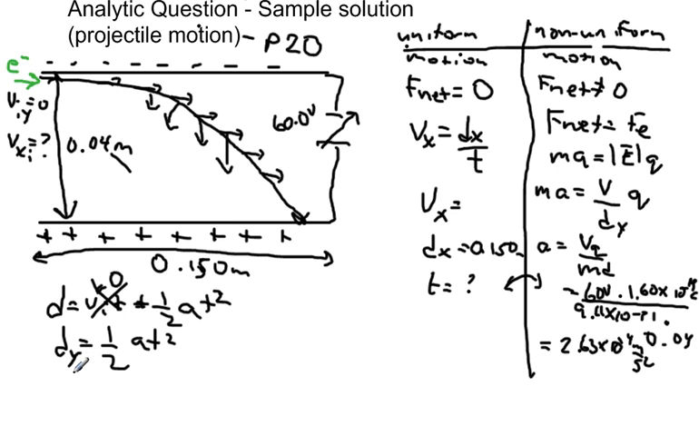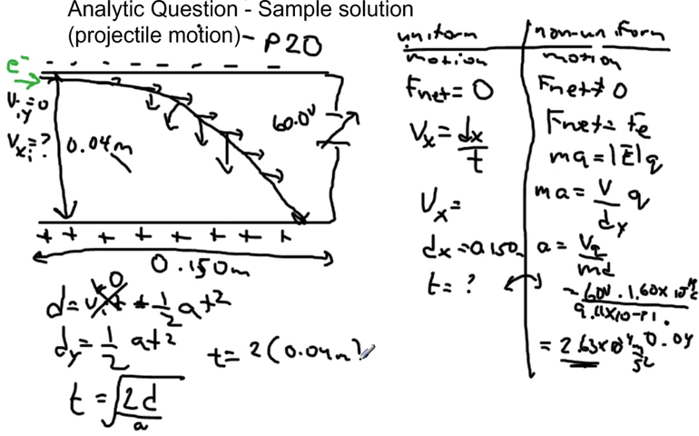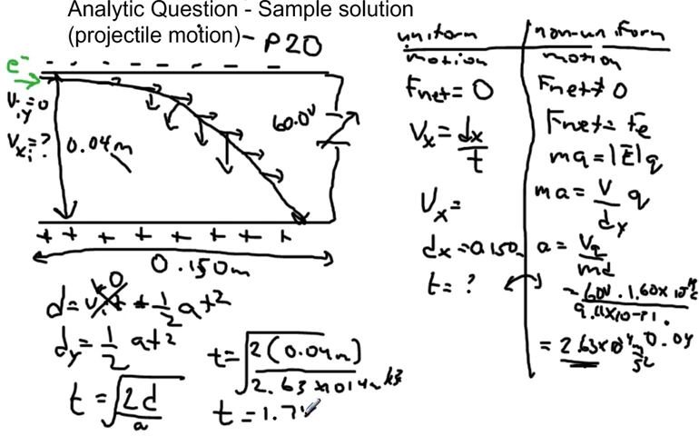We have our y distance, and we have the acceleration that we just found, so we can solve for time. Your time is the square root of 2d divided by a. Substituting the values, your distance is 0.04 meters and your acceleration is 2.63 times 10 to the 14 meters per second squared. A little messy there. Don't forget to square root both sides, and you'll get a time that's quite small, 1.74 times 10 to the negative 8 seconds. That time is the same time here, so now we can go up to the equation way up here.